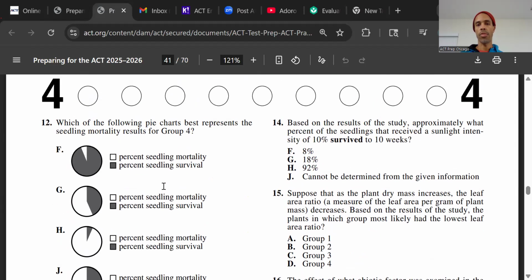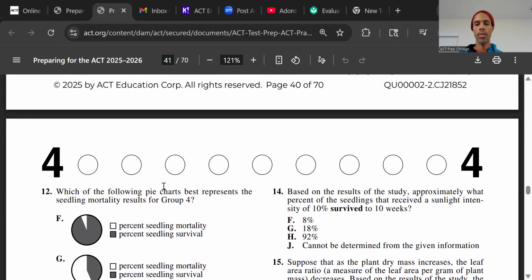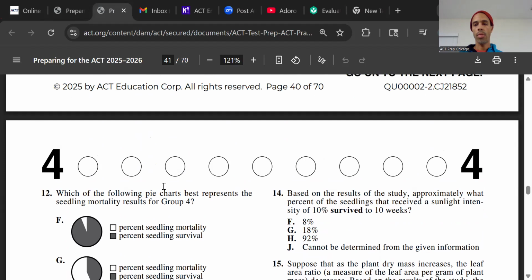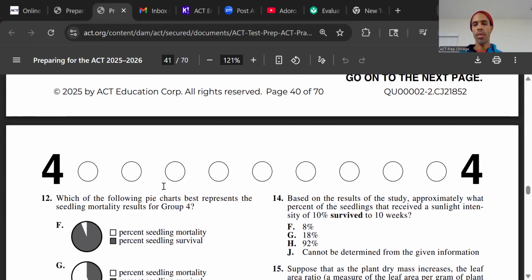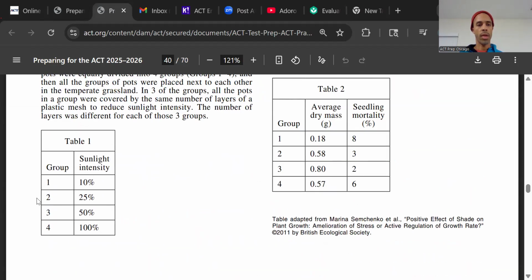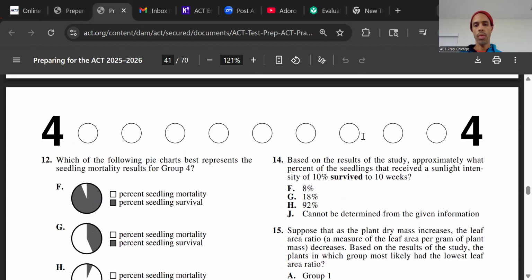13 is A. 14. Based on the results of the study, approximately what percent of the seedlings that received a sunlight intensity of 10% survived in 10 weeks? Sunlight intensity of 10%, that was group one. Group one, what about group one?